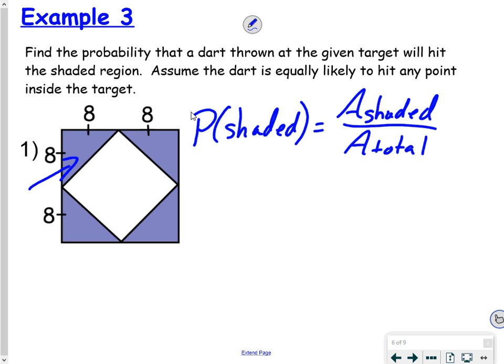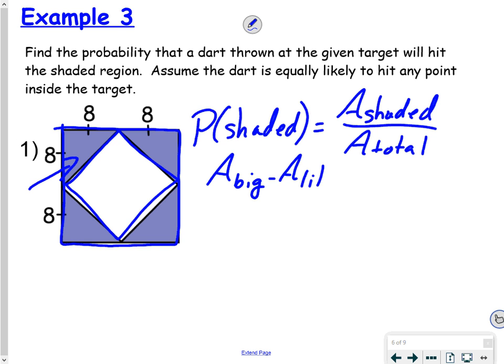But another way to think about it would be taking that total figure and then subtracting out that inner square, or what we're going to call the smaller square, the little square. So it's just the area of the big square minus the area of the little square. Just imagine cutting this inner square out of the overall square, and then we'd be left with that shaded region. So the area of the total figure is just the area of the big square.